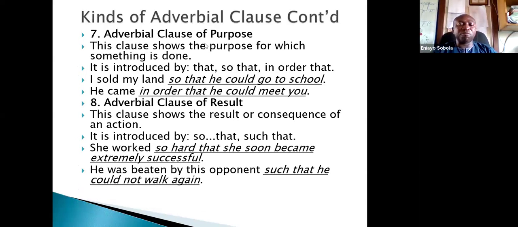So next one, adverbial clause of purpose. This clause shows the purpose for which something was done. Why did you do it? And it's introduced by that, so that, in order that. Look at this example. I sold my land so that my son could go to school, like some of our parents did, and some of your parents are actually doing. I sold my land so that he could go to school. What was the purpose of selling the land? So that the son could go to school.